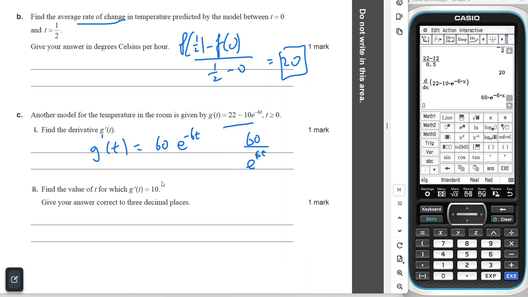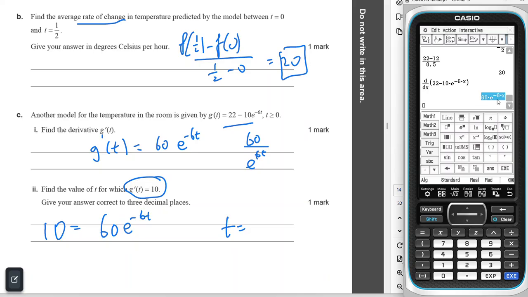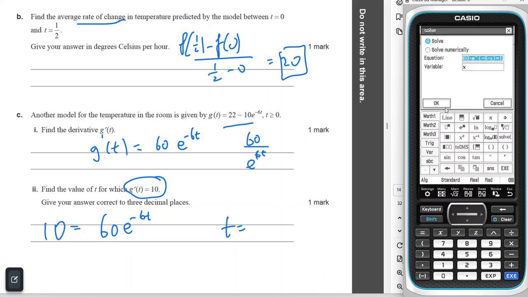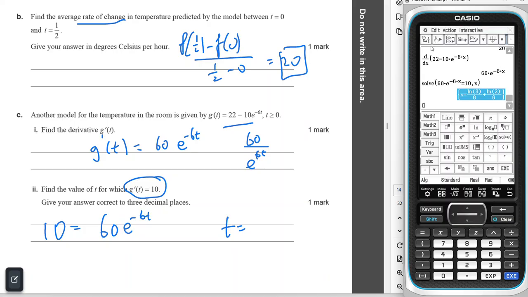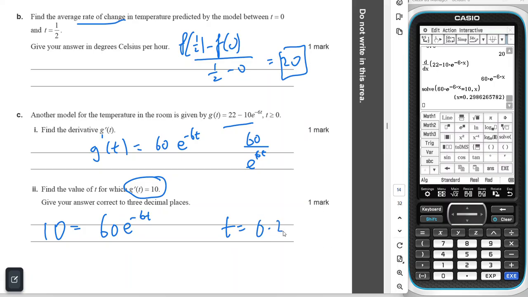Find the value for t for which the derivative is equal to 10. So 10 equals 60e to the minus 6t, so t equals, solve for x, and what are we doing, decimal places? 0.298626, 3 decimal places, t equals 0.299.